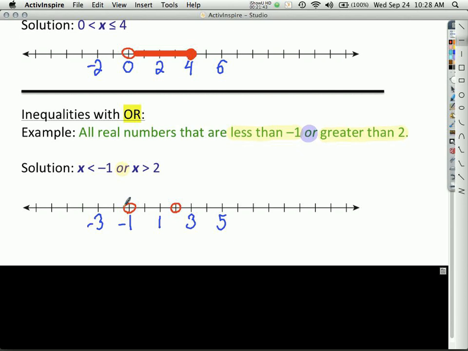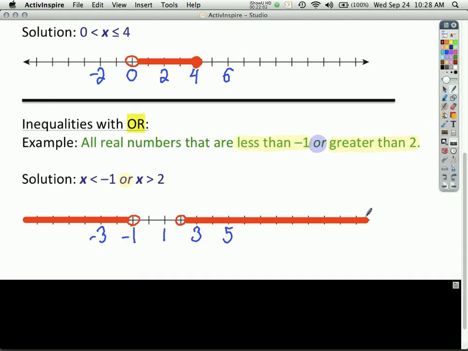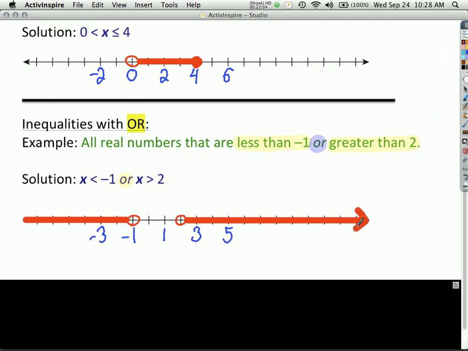I call it opposite ends. We are going to shade everything down here because that's what that says. X is less than -1. That's all the numbers less than -1. This says X is greater than 2. Here's all the numbers greater than 2. And then, of course, you put an arrow on the end to indicate that it goes on forever and ever. That is not optional. There must be an arrow on the end.